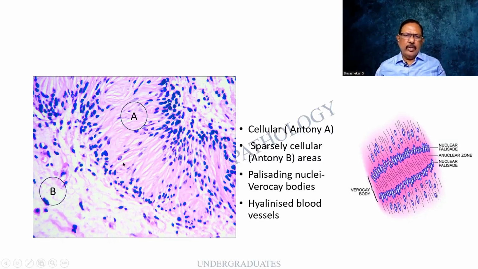This is another histological one. There are two groups. So this area is supposed to be more cellular. It is called the Antoni A area. And this is the B area. See, hardly any cell, it looks like an edematous area with a few lymphocyte-like cells. That is called Antoni B area. Palisading nuclei, Verocay bodies. Another feature not shown here is the hyalinized or thickened blood vessel.